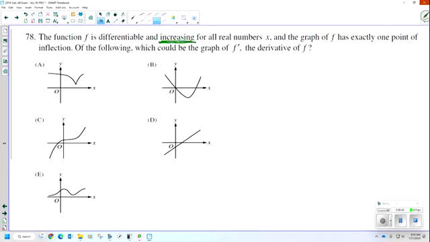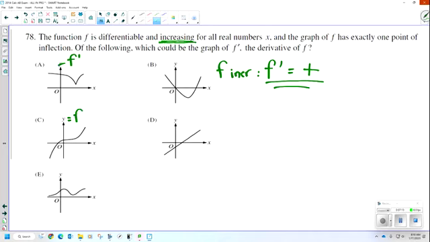Okay, it's increasing for all real numbers. That means my first derivative always needs to be positive. If f is always increasing, that means my first derivative has to be positive, okay? Now, all of these graphs below, A through E, are the graph of the first derivative, which means the y-axis is now the first derivative.